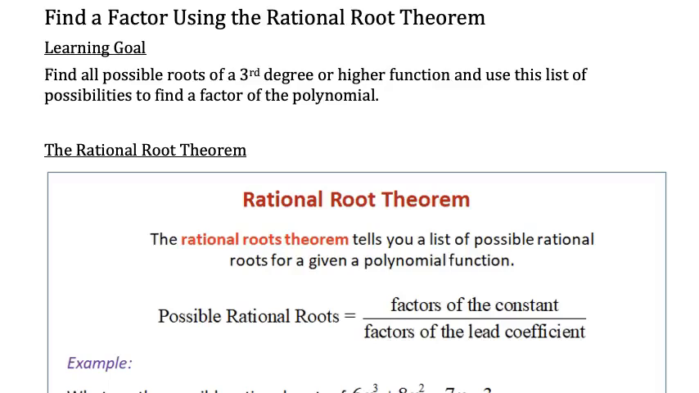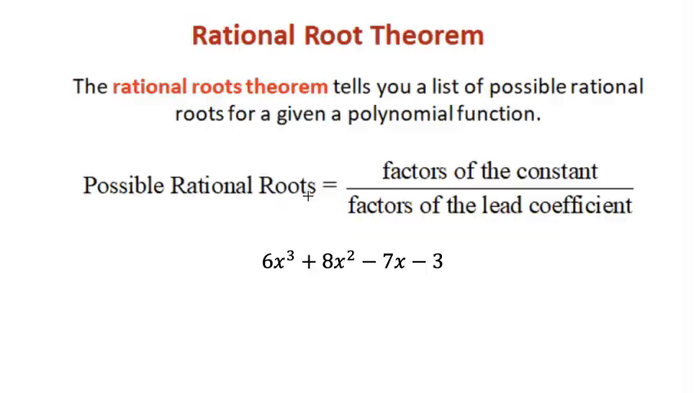In this video, we're going to find all possible roots of a third degree or higher function and use this list of possibilities to find a factor of the polynomial. We are going to accomplish this using the rational root theorem. Now, the rational root theorem tells you a list of possible rational roots for a given polynomial function. Now, I'd like to emphasize that it says it's a list of possible or potential rational roots.